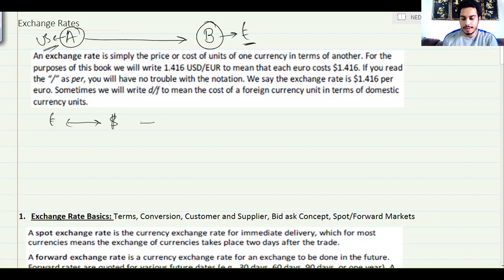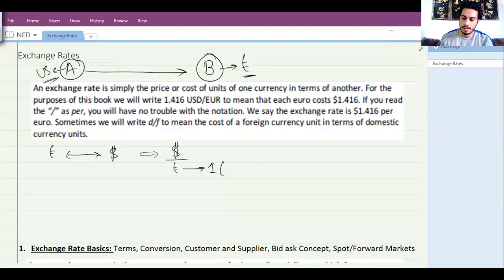So I want to see the exchange rate of dollars upon euros. I want to get an idea, what is the exchange rate of euros in terms of dollars? In other words, what is the price of 1 euro in terms of dollars? So I'm trying to determine the price of 1 euro in terms of dollars. I want to know how many dollars I have to pay in order to obtain 1 euro. That's the exchange rate of the euro.